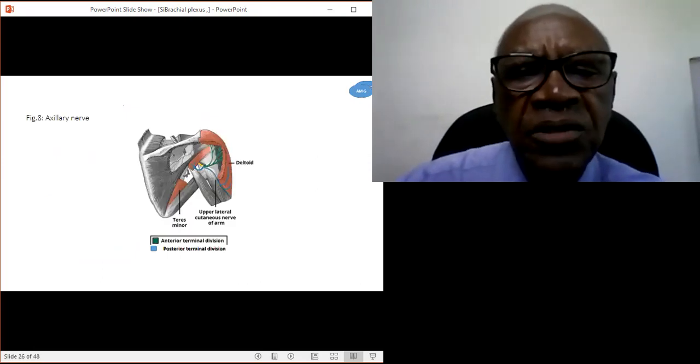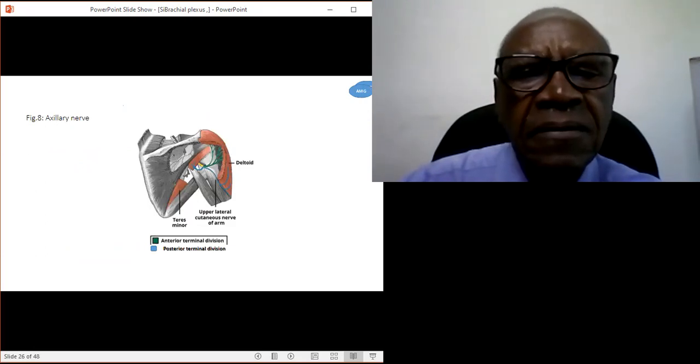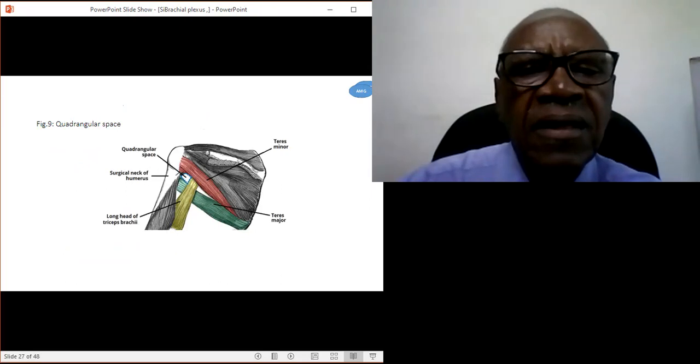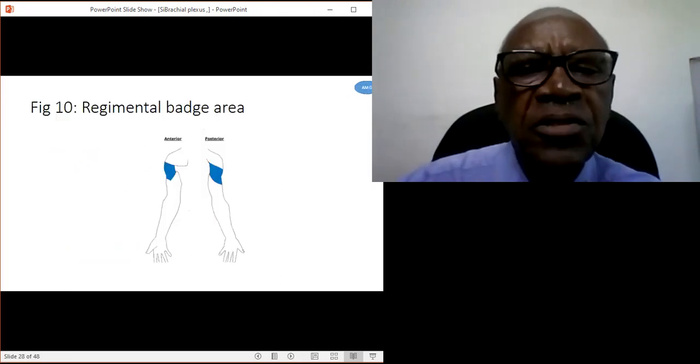Slide 8 shows the axillary nerve. Slide 9 shows the quadrangular space. Slide 10 shows the regimental badge area around the shoulder.